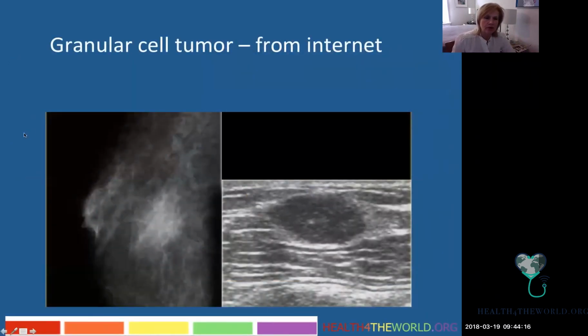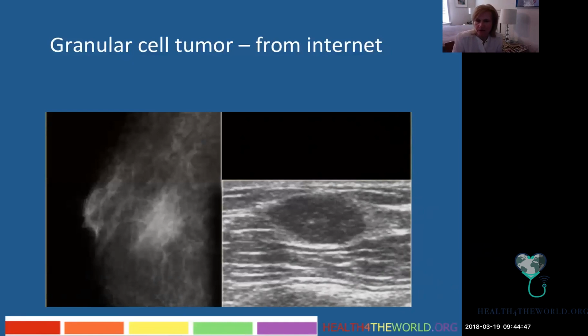So we're talking about other benign causes of abnormalities in the breast, and I mentioned granular cell tumor. This is from the internet. I've never actually seen a case myself, but we see here a mass on the mammogram, and sonographically we see a hypoechoic but solid mass, oval shape. Is this definitively a granular cell tumor? No, it's a very indeterminate kind of appearance, very nonspecific.